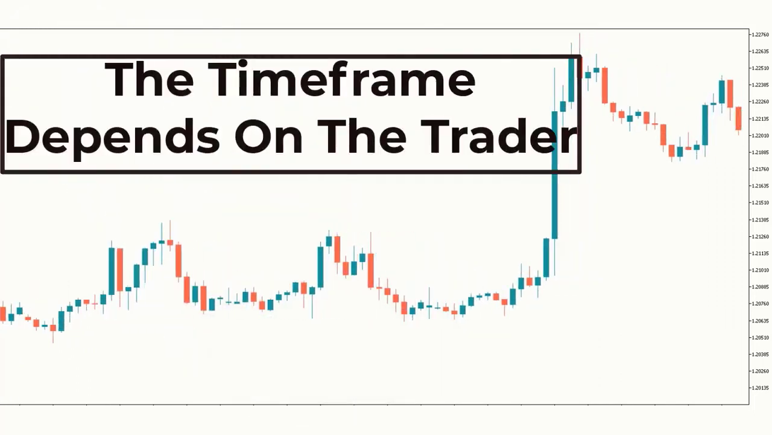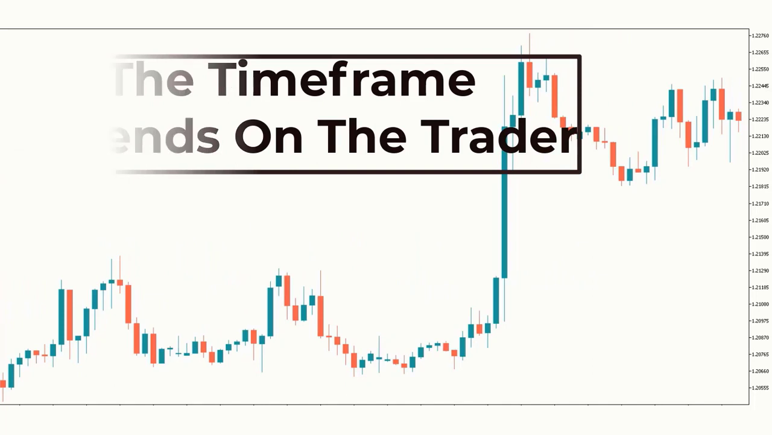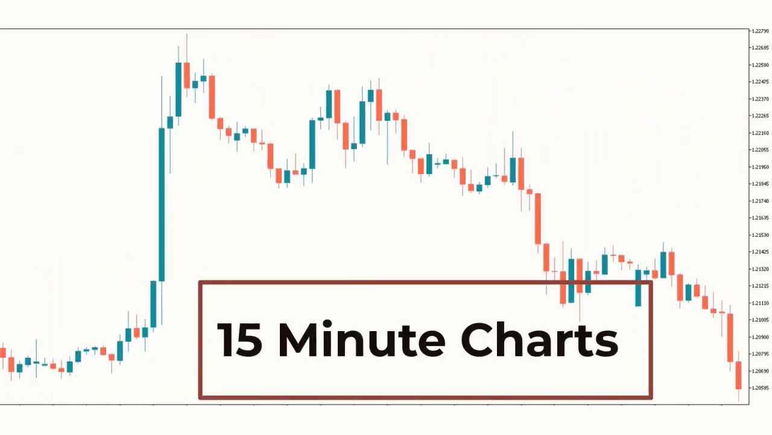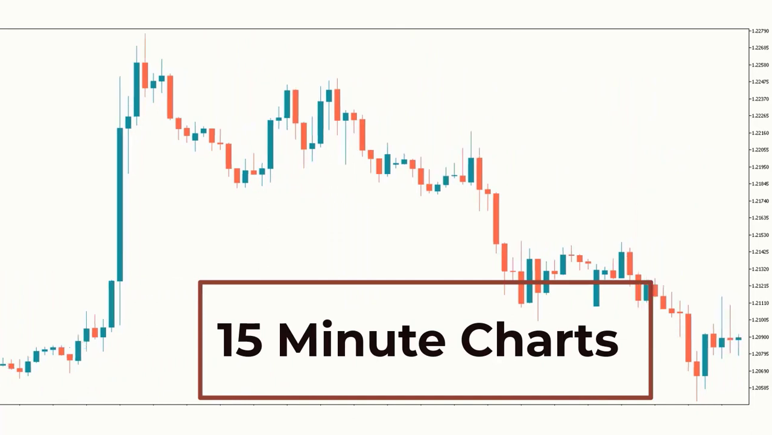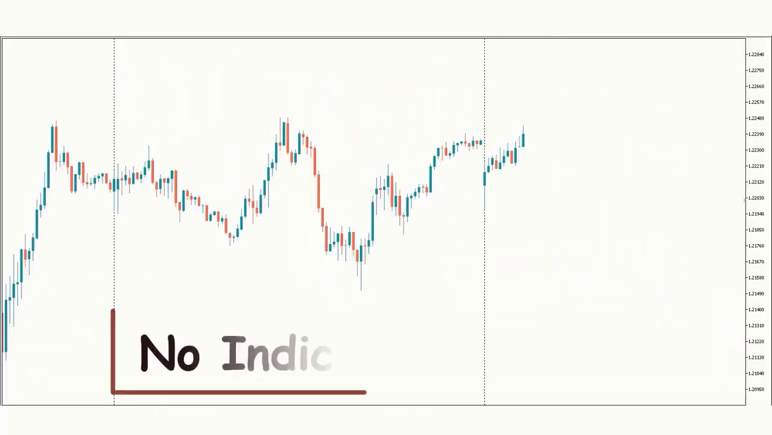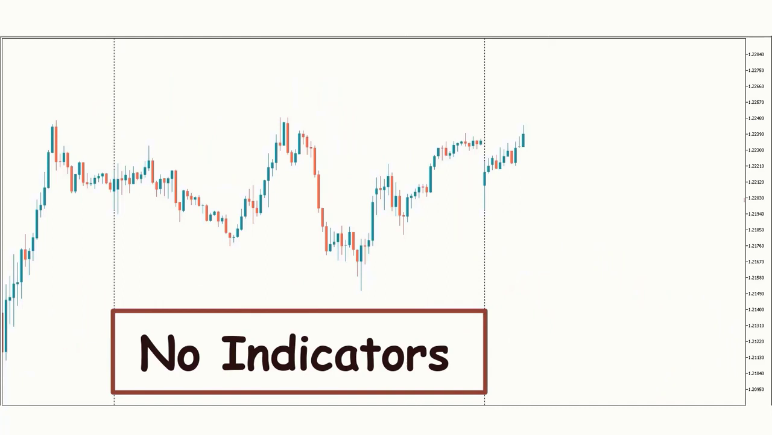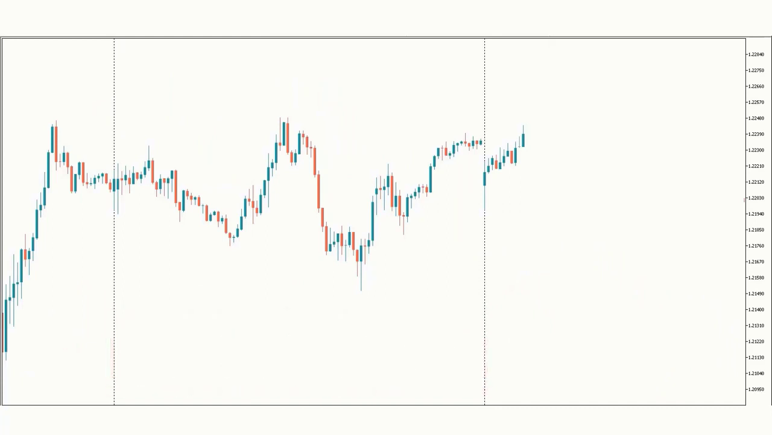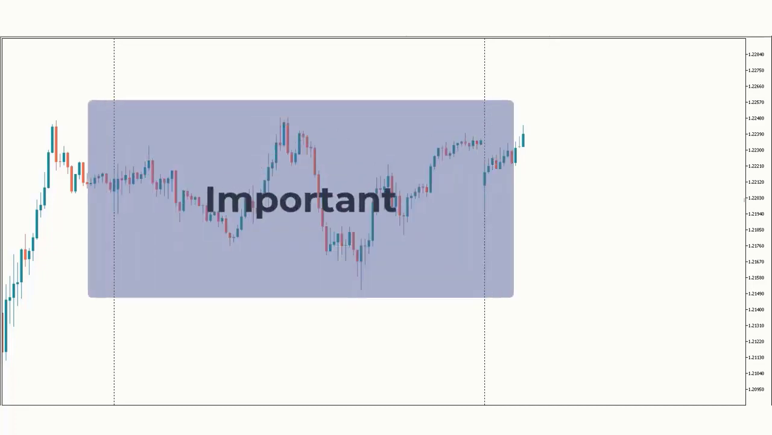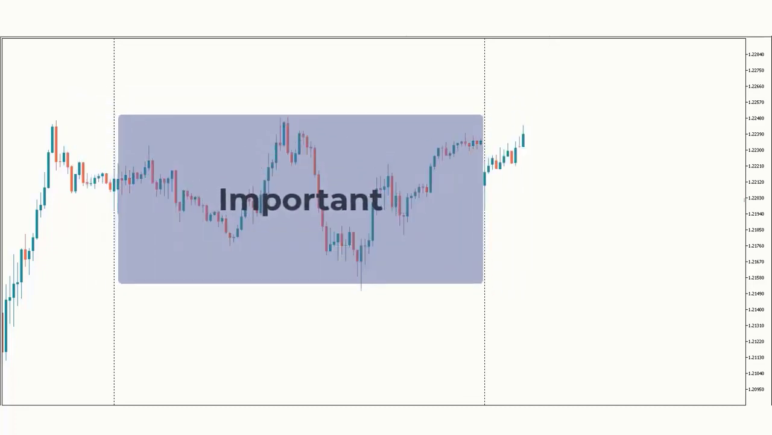The time frame generally depends on the trader, but for the sake of this video we will use the 15-minute time frame. Now let's talk about the strategy itself. In this strategy we will not use any indicators. We will only use the previous day range to make trade decisions. The range of the previous day is something very important in day trading. It provides us with a boundary for the price action of the current day.